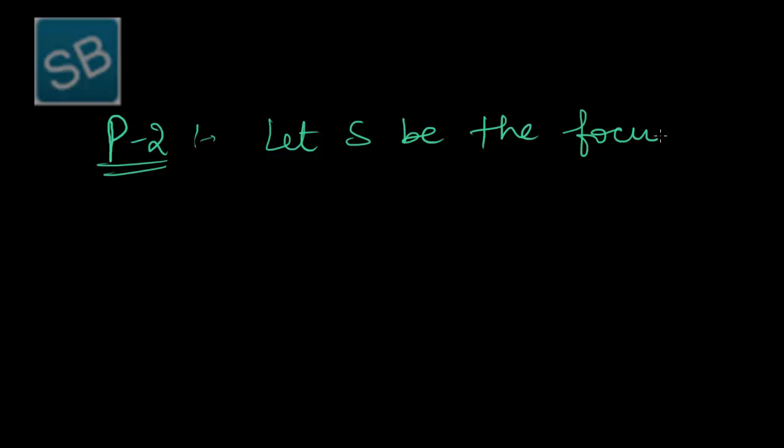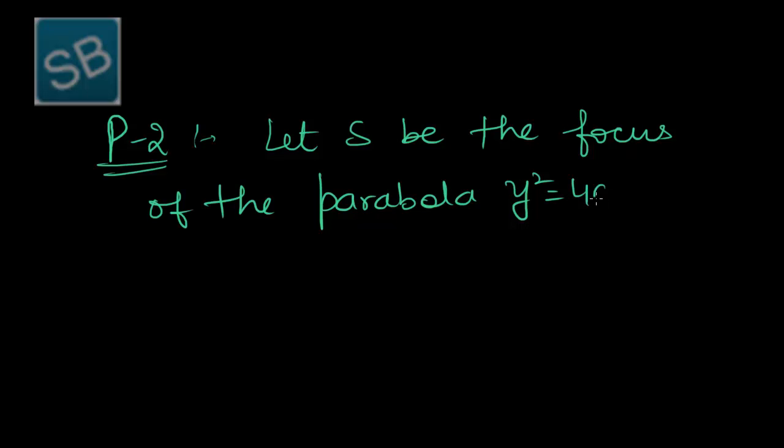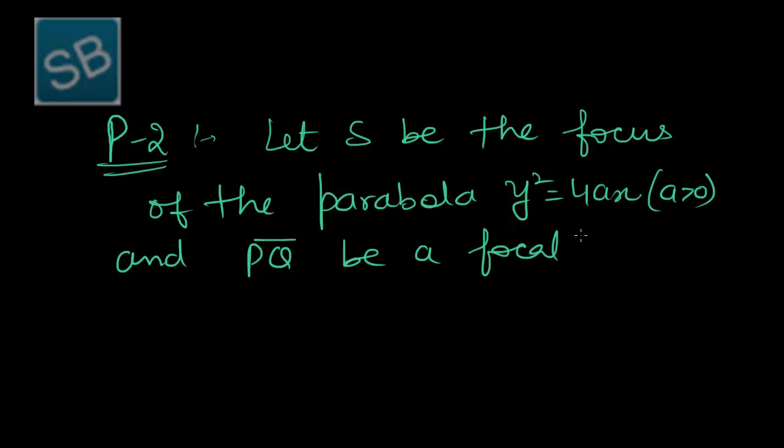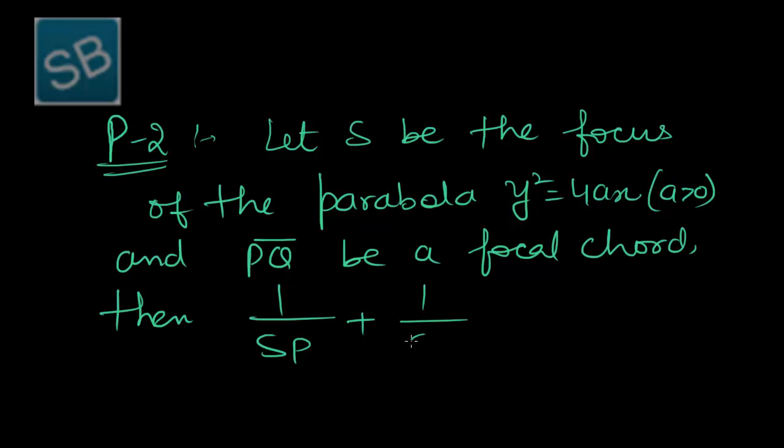Now the property number 2 is, let S be the focus of the parabola y square is equal to 4ax, where a is greater than 0, and PQ be a focal chord, then 1 over SP plus 1 over SQ is equal to 1 over a.